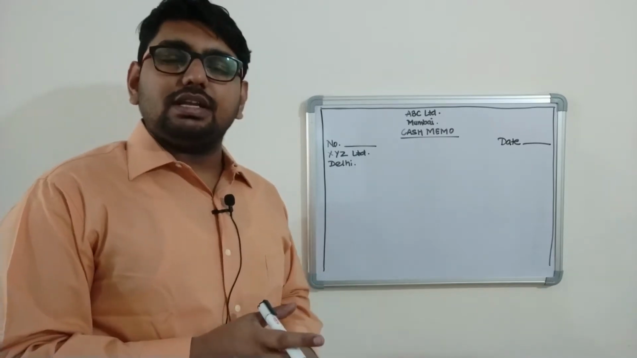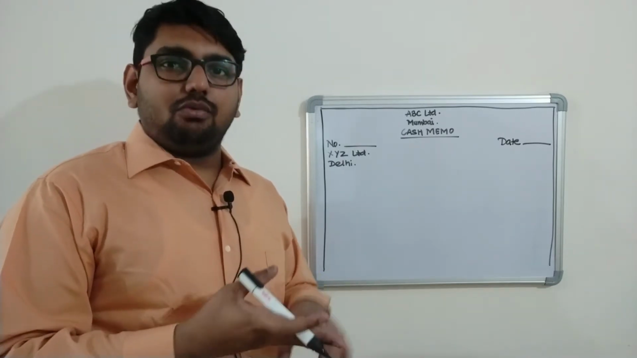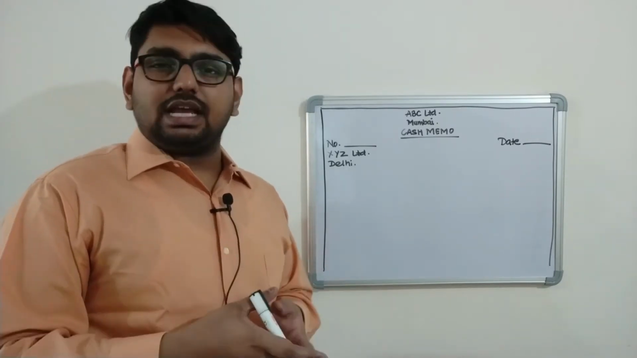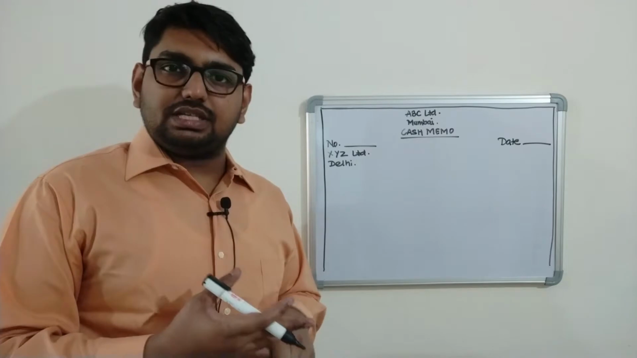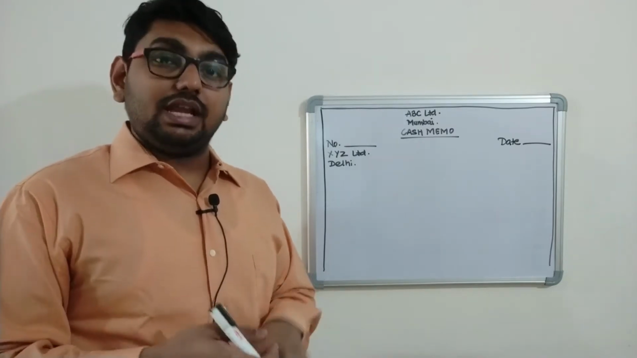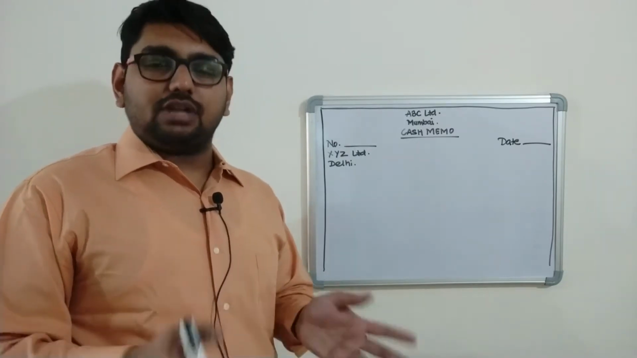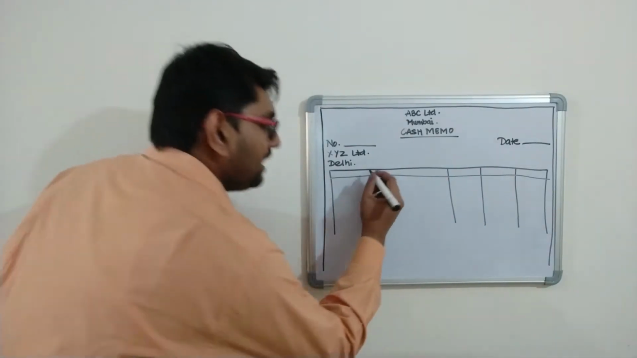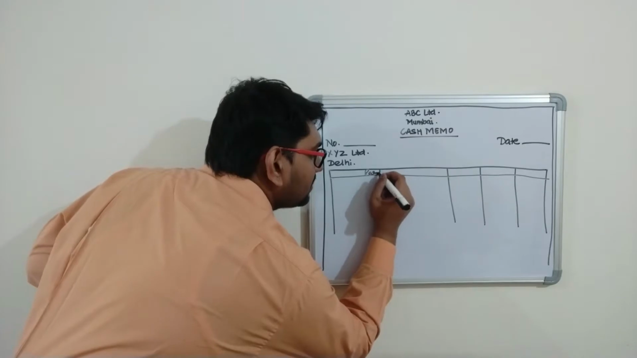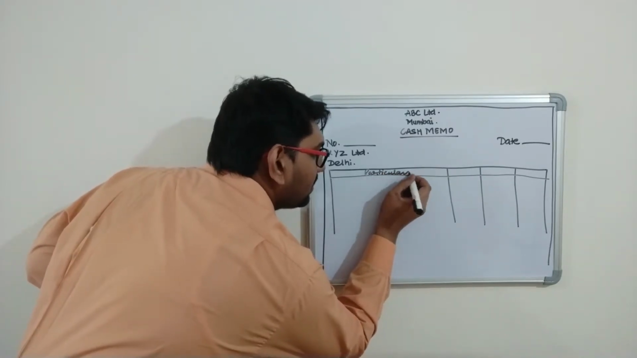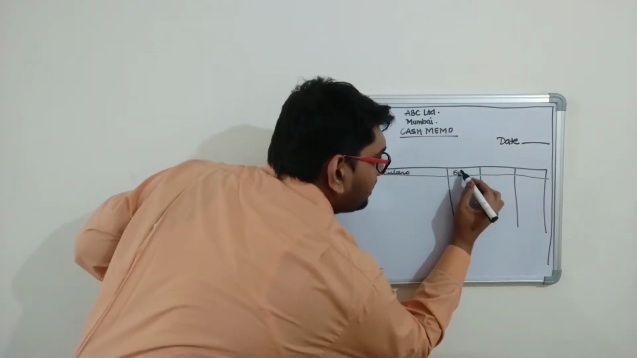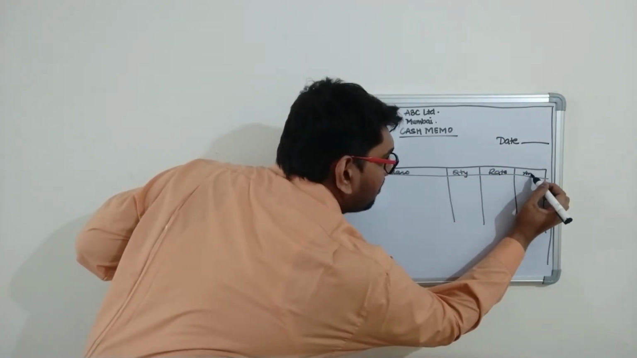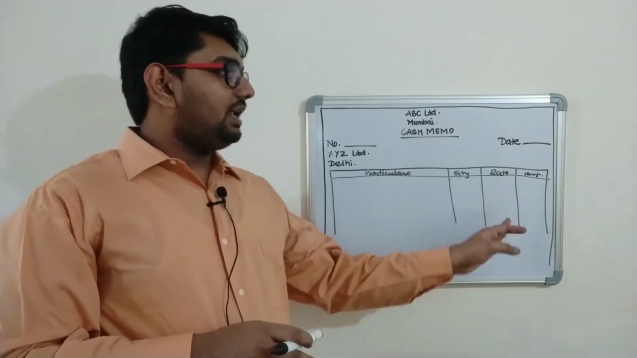Now the table of contents includes the particulars, quantity, rate and amount columns, which will describe your transaction properly, like what have you purchased, how much have you purchased, what is the rate, what is the amount, etc. So I have made a table over here. I am going to write particulars, quantity, rate and amount.